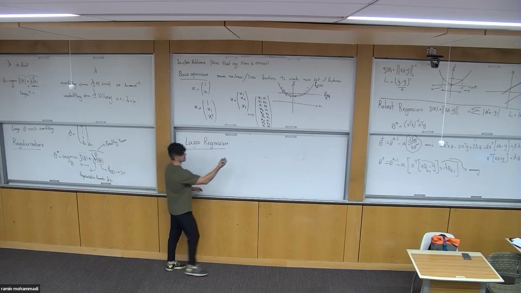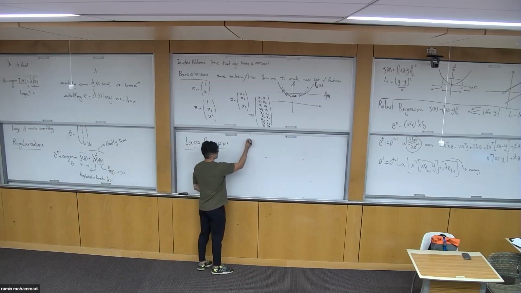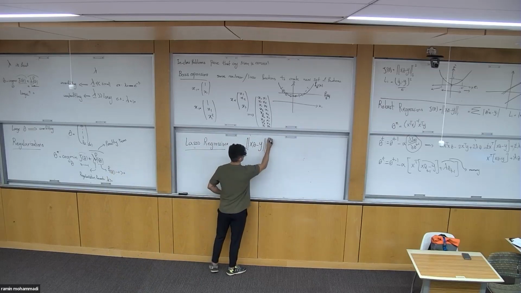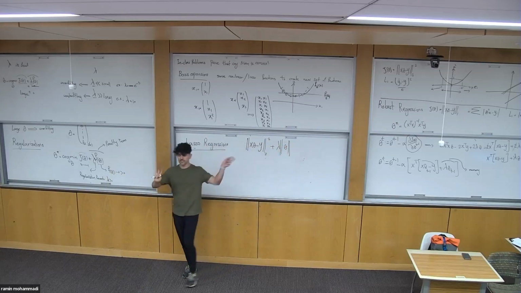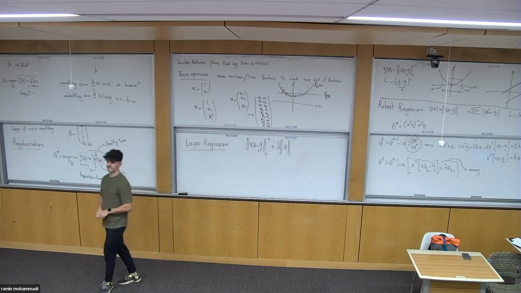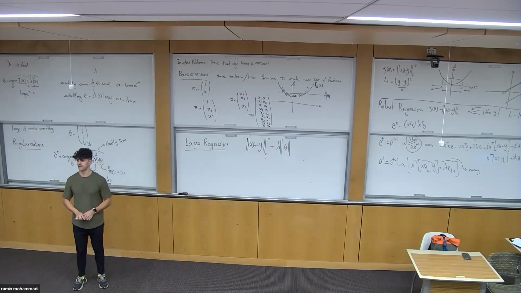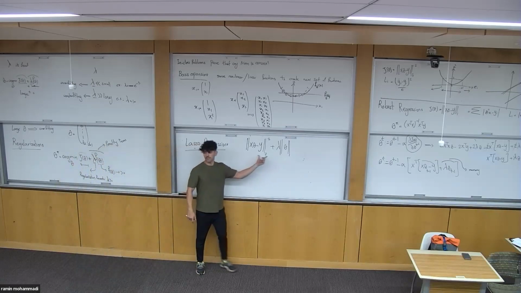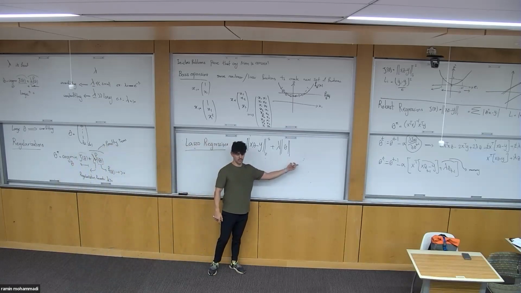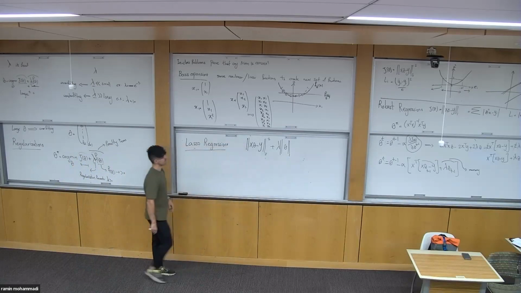So lasso regression basically tells you that if I have this norm 2 cost function and I use the penalty term of norm 1, norm 2 plus norm 1, that becomes lasso regression. Okay, so norm 2 cost function, same thing, but for the penalty term you're using norm 1.